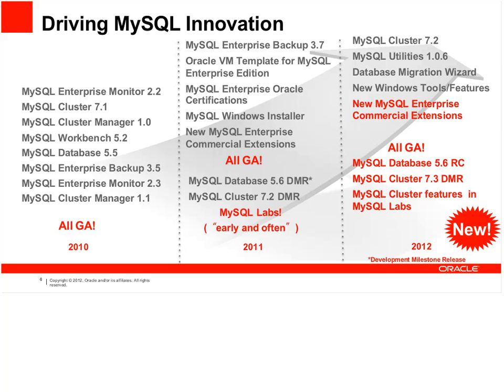2012, that's where we're at now. So we released GA Cluster 7.2. We've just announced a beta version of MySQL Cluster 7.3. And then what we're mainly here to talk about is MySQL Database 5.6 RC. Now, RC is a release candidate, which means we think this is the candidate, the feature set that's going to go GA. So this is our last release before the GA.